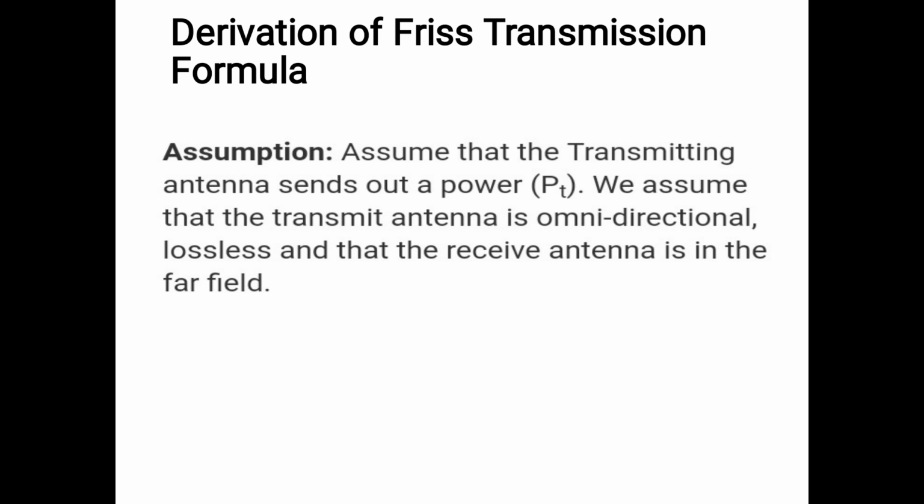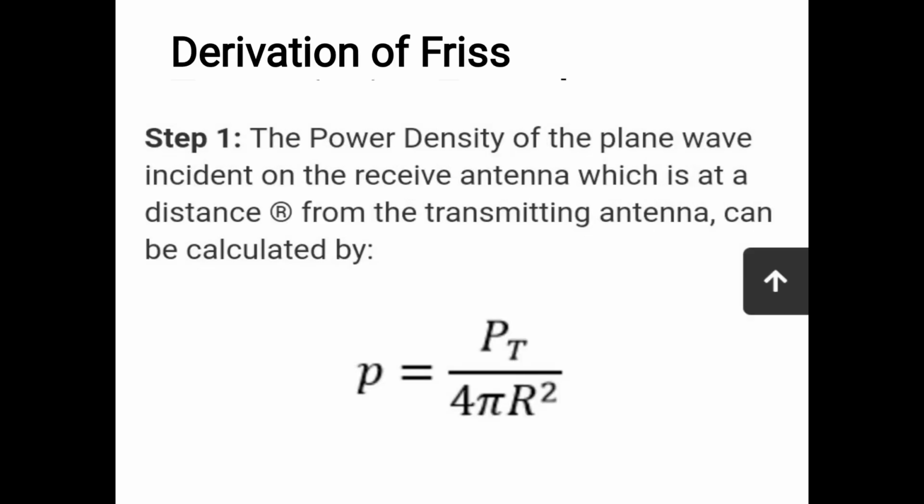Assumption. Assume that the transmitting antenna sends out a power PT. We assume that the transmit antenna is omnidirectional, lossless, and the receiving antenna is in the far field. That is, the transmitter is in the far field from the receiving antenna.